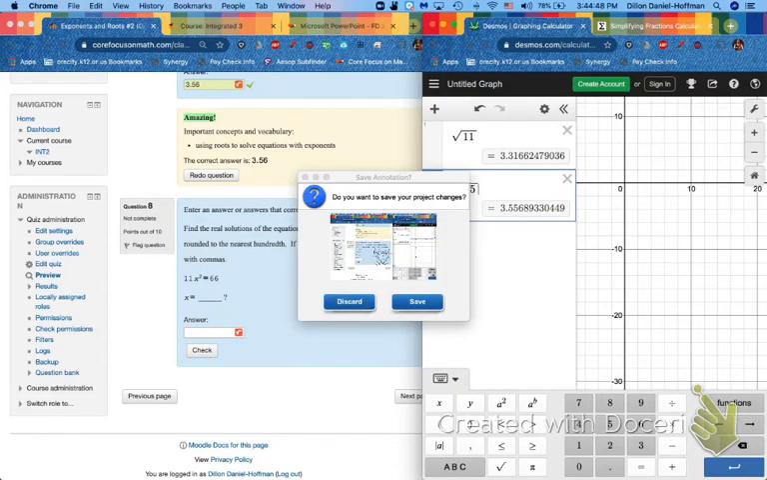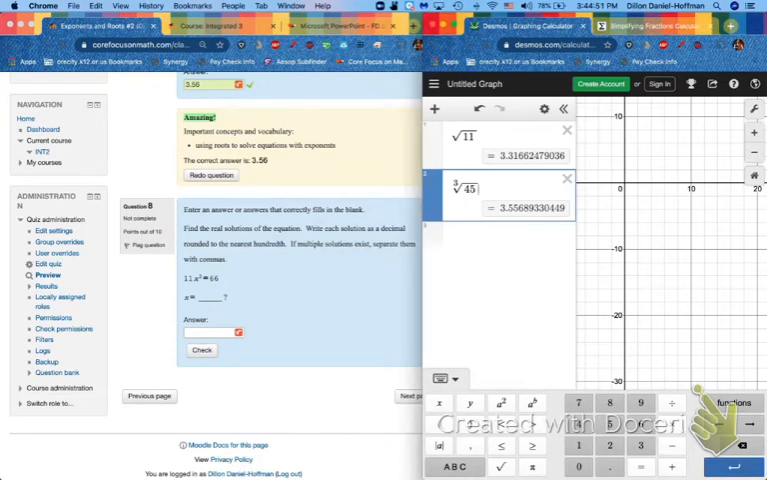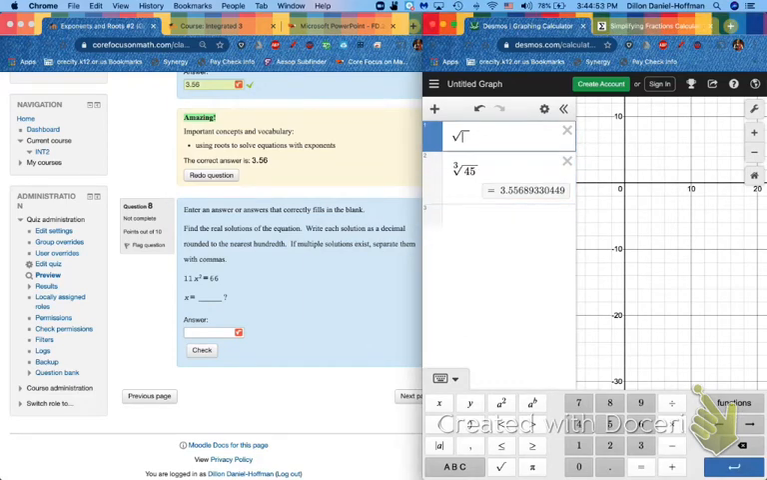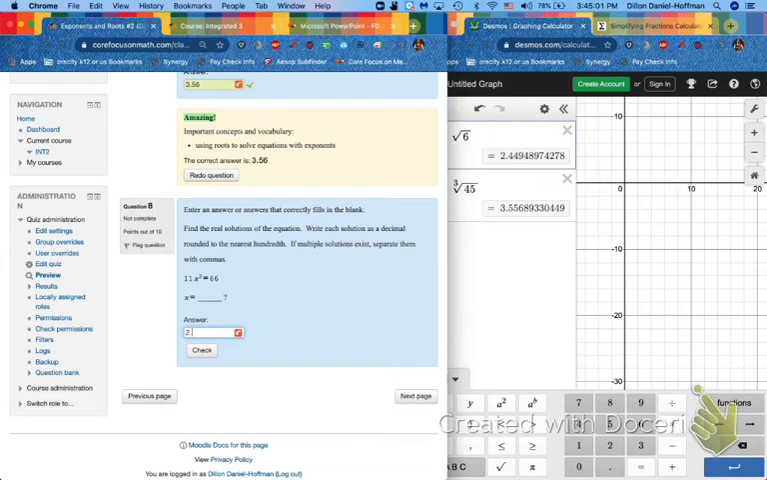All right. Square root of 6. Replace this 11 with a 6 and get 2.44, and that's a 9, which rounds up there too. So 2.45. 2.45, comma, negative 2.45. There we go.